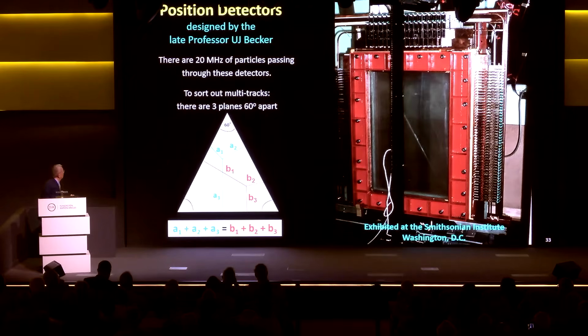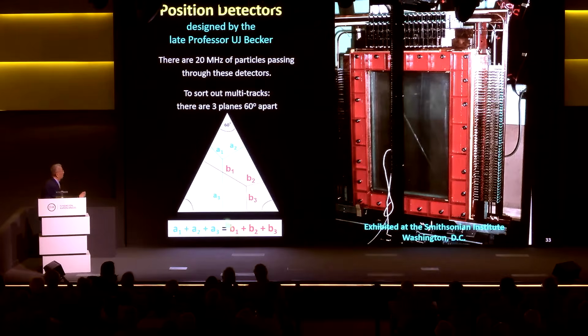The position detector was designed by the late Professor Ulrich Becker, and since there are 20 megahertz of particles passing through, 20 megahertz is a high number. How do you sort it out? You sort it out by remembering, from high school geometry, that if you have an equilateral triangle, then A1 plus A2 plus A3 equals B1 plus B2 plus B3.